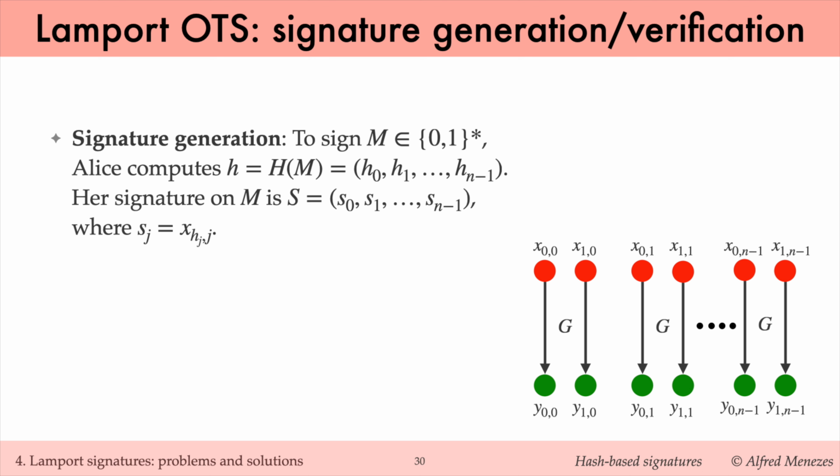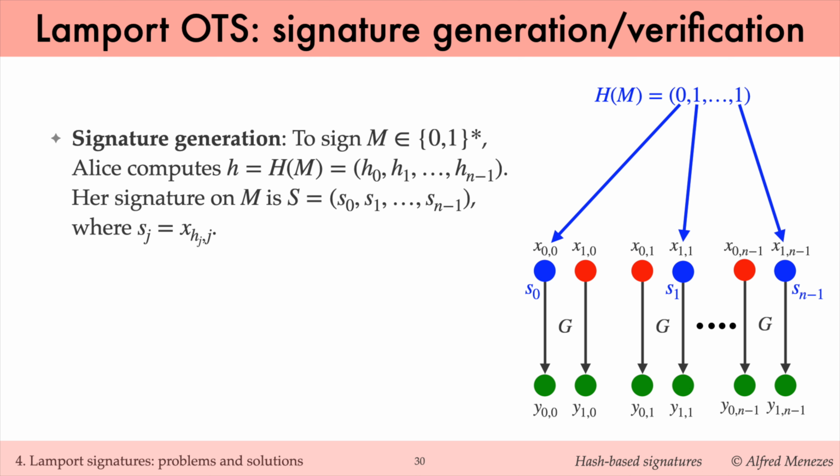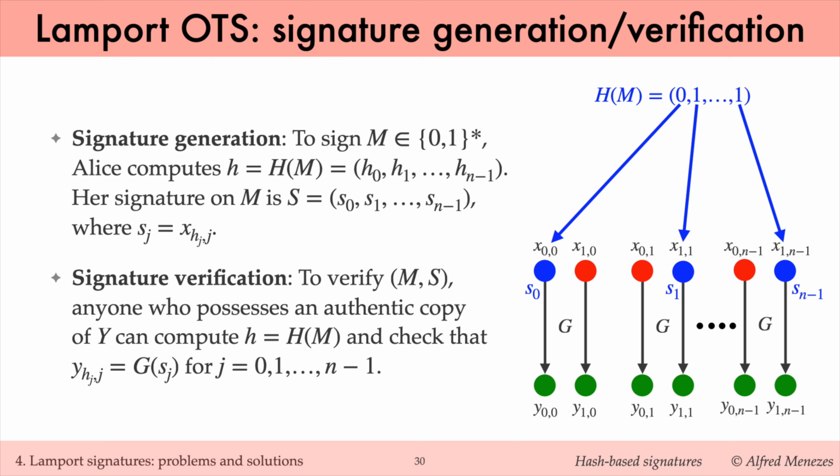To sign a message M, Alice hashes it to obtain little h, whose bits are denoted H0, H1 up to Hn-1. For each bit Hj, she reveals either X0j if Hj equals 0, or X1j if Hj equals 1. Her signature is composed of these disclosed values. Signature verification requires hashing M and checking that each signature component Sj hashes via G to the corresponding public key component indexed by Hj and j.